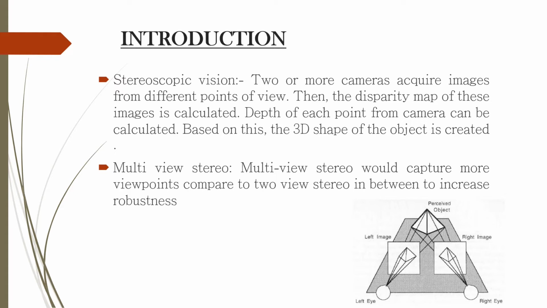A 3D shape of the object is recreated using computer graphics from the 3D point cloud obtained. Normally we call this process stereophotogrammetry. Coming to multi-view stereo, in the case of two-camera stereo we use only two images for the depth calculation. In the case of multi-view stereo we use multiple cameras to capture more viewpoints to increase the robustness.